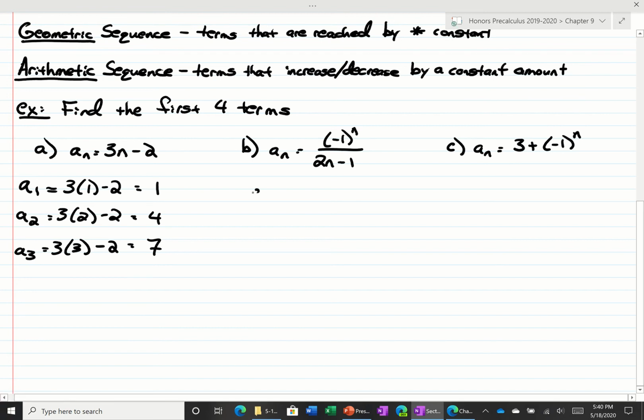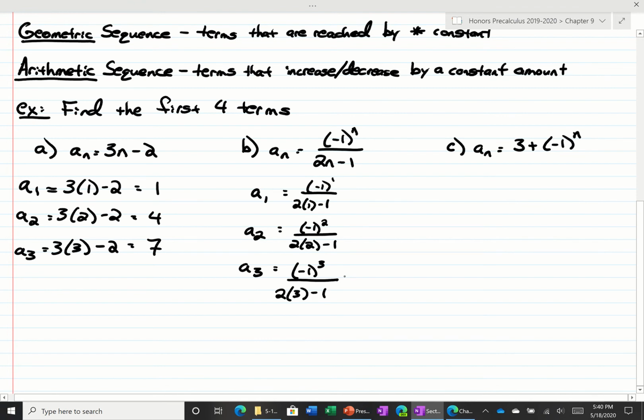All right, so let's try this one. A sub 1, a sub 2, a sub 3. A sub 1 would be negative 1 to the first over 2 times 1 minus 1. And then a sub 2 would be negative 1 to the second over 2 times 2 minus 1. And a sub 3 would be negative 1 to the third over 2 times 3 minus 1.